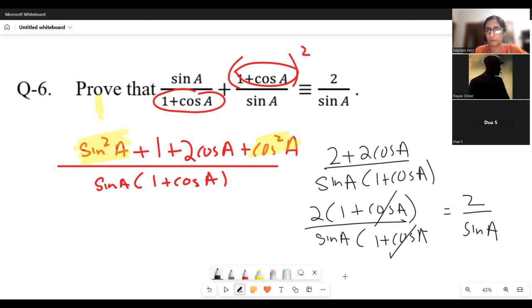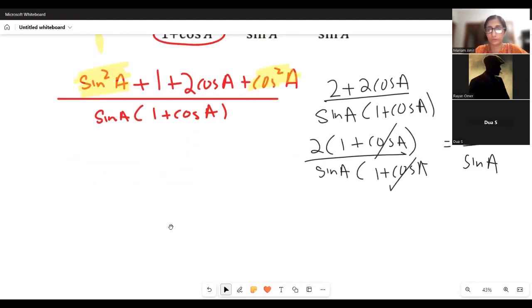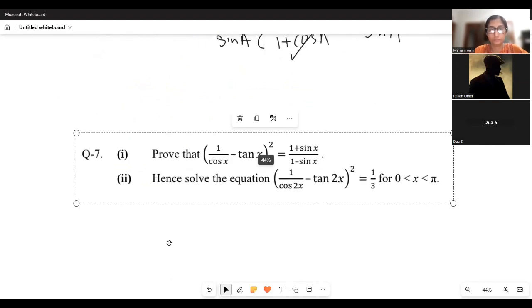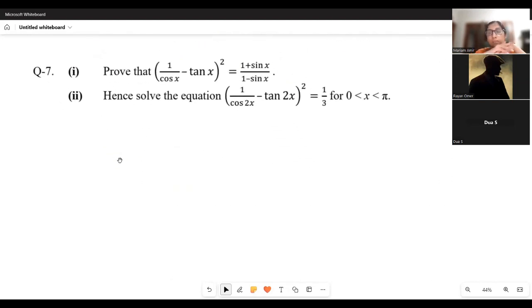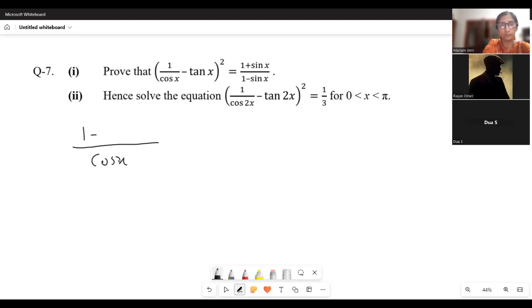Okay, question 7 would be probably the last question we discuss today. Prove that 1 upon cos x minus tan x, whole square, equals that. Okay, so let's expand. Let's take LCM first, in fact, so that we get a single fraction. We get cos x times 1 minus tan x cos x, whole square.